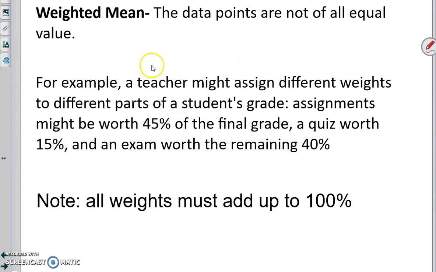Let's go to what's called a weighted mean. This is more what teachers do. A weighted mean means the data points are not all of equal value. So some things are worth more than others. An example might be an English class, or a math class, where assignments might be worth less than tests. So we have to account for that.